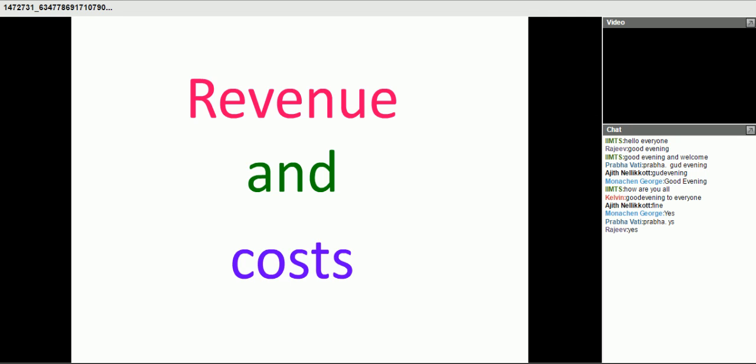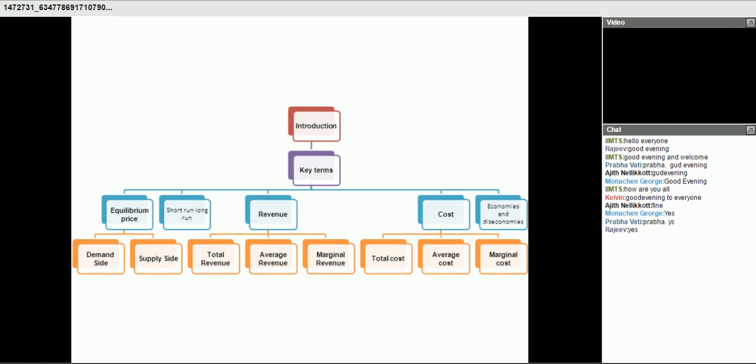Okay, so we can just start. These are the key terms which we must know once we are discussing this particular topic: the equilibrium price, short run, long run, then revenue, cost, economies and diseconomies. Out of this, economies and diseconomies has been covered in one of the previous classes. Ash, good evening. These economies and diseconomies have been discussed, isn't it?